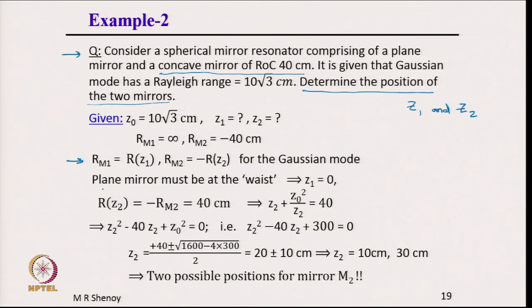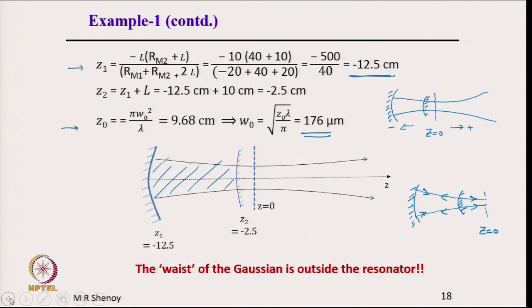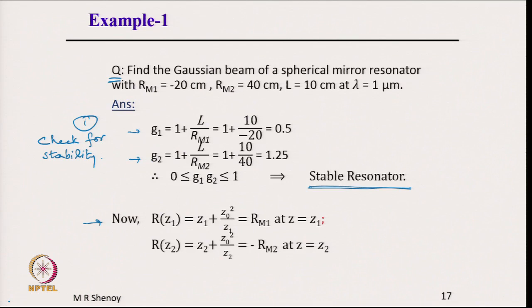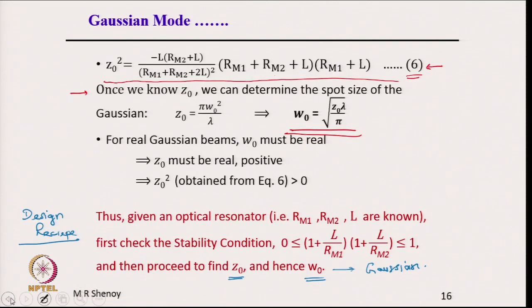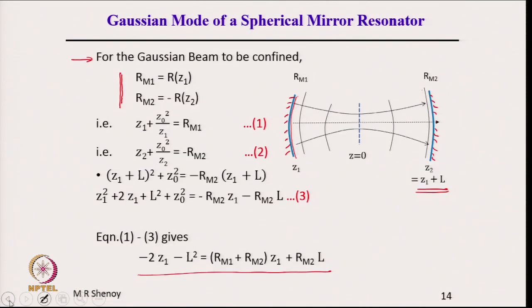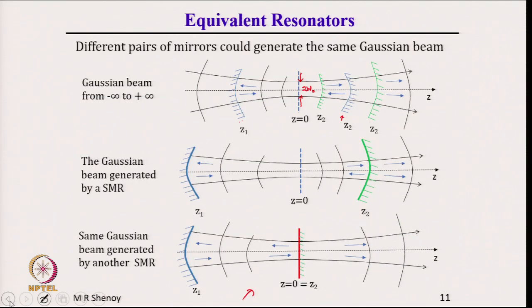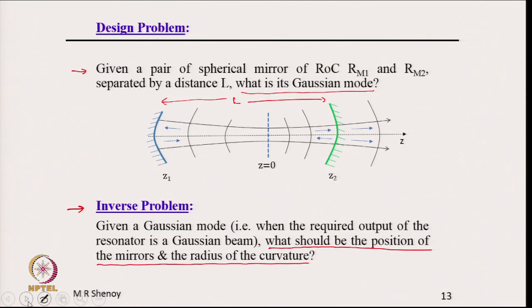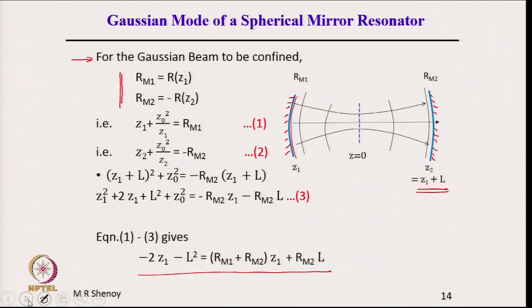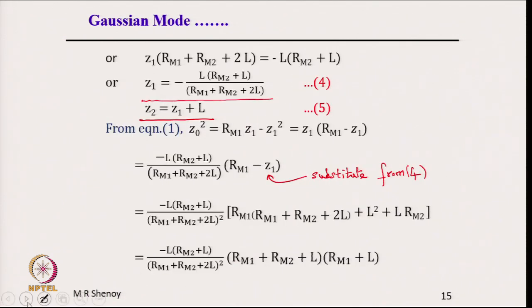The plane mirror must be at the waist. We have already seen the picture that the plane mirror must be at the waist, because at the waist the wavefront is plane. So, we discussed in this problem here that if we are using a plane mirror, then it must be at the waist. So, you can see here. One of the mirror's position Z1 is already fixed. So, let me come back to the problem.